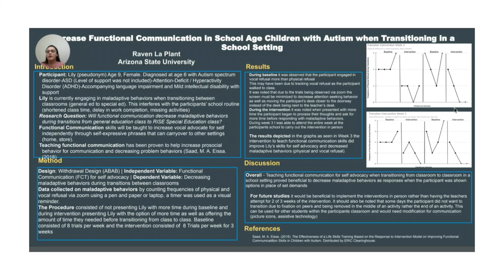During week 3, I was able to attend the entire week at the participant's school to carry out the interventions myself, and noticed a significant decrease in physical and vocal refusal. However, I did still see some here and there. It was maybe 1 or 2 per transition from the classrooms. But overall, the results depicted in the graphs as seen in week 3, the intervention to teach functional communication skills did improve Lily's skills for self-advocacy and decreased maladaptive behaviors, which again were physical and vocal refusal.